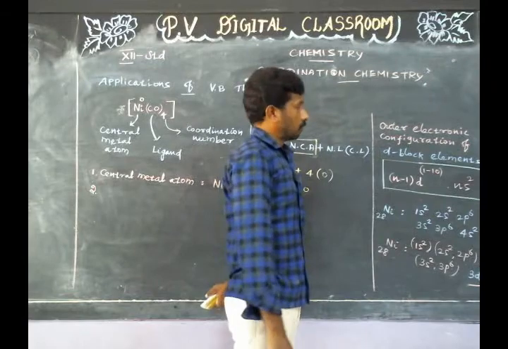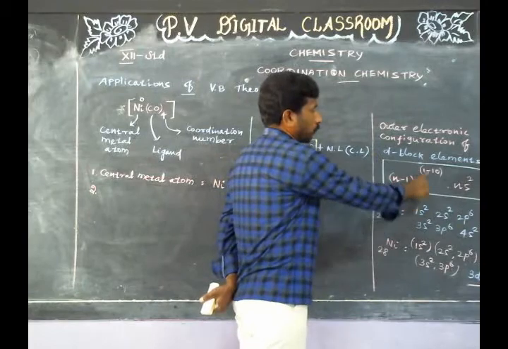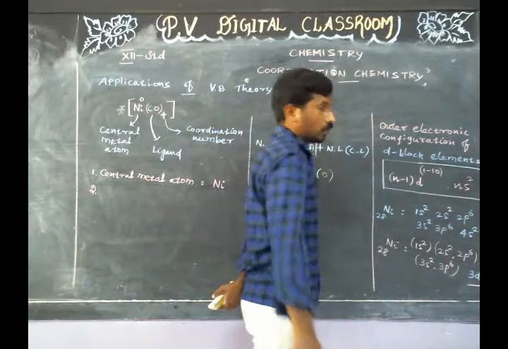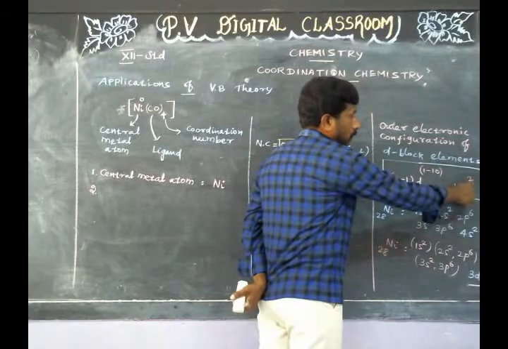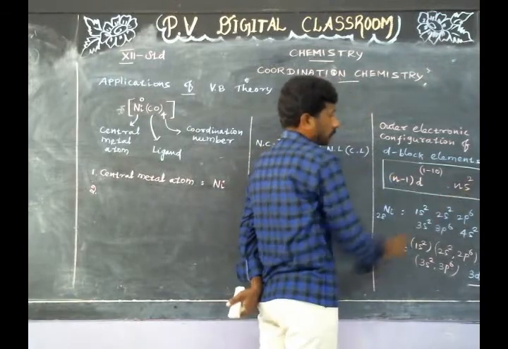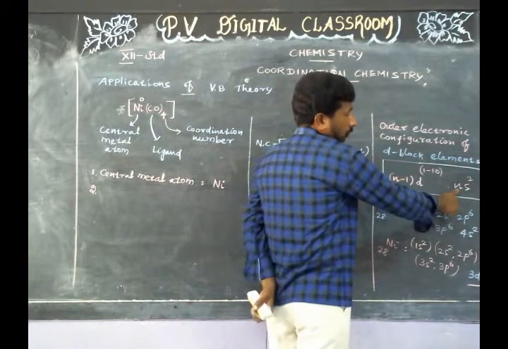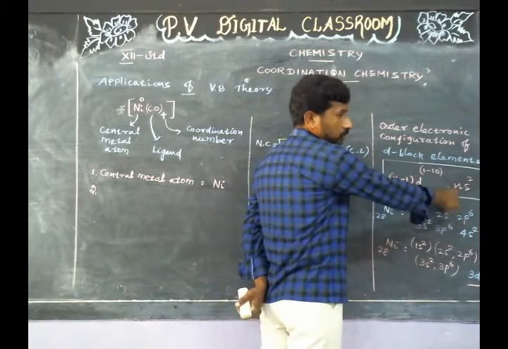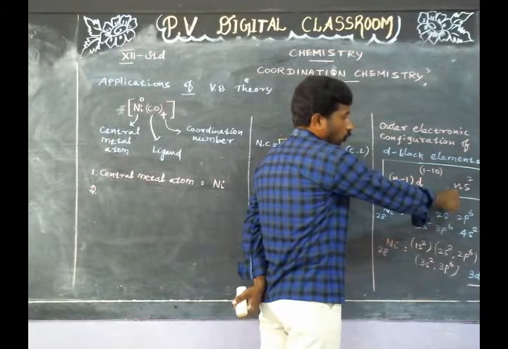nickel atom. We know that the outer electronic configuration of any element belonging to the d block is (n minus 1) d to the power 1 to 10, n s2. Here 1 to 10 and 2 represent the number of electrons. d and s represent orbitals. n represents the principal quantum number of the outer shell, or outermost shell.